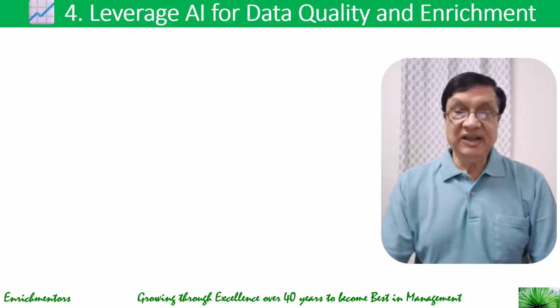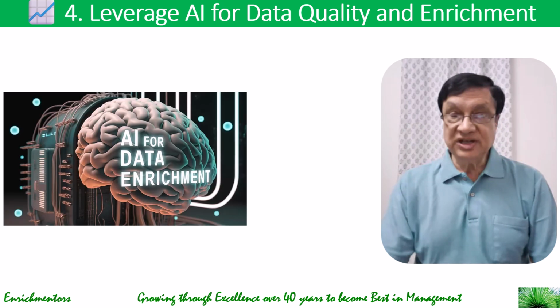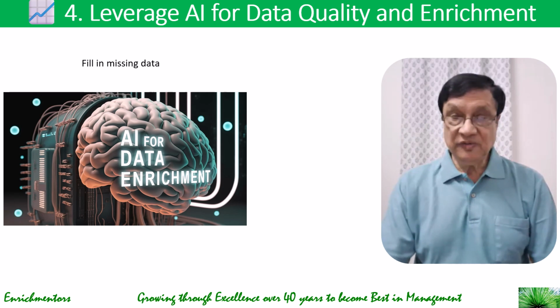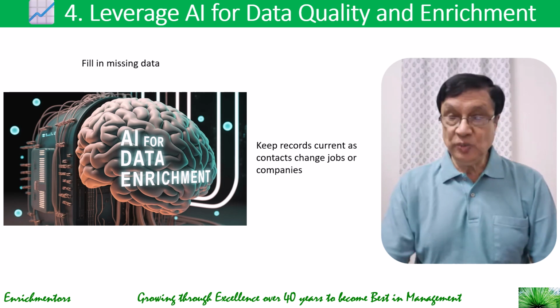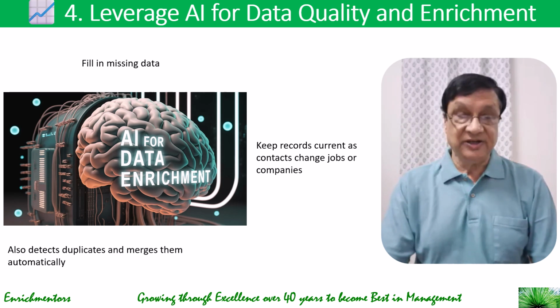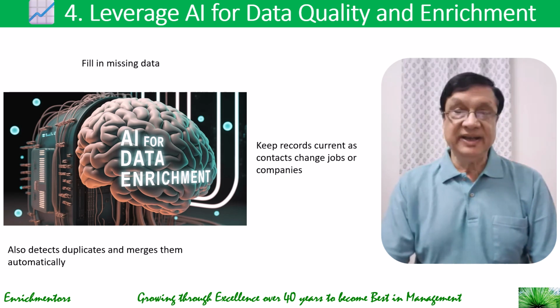Then you can leverage AI for data quality and enrichment. You can use AI-powered enrichment tools like Clearbit and ZoomInfo to fill in missing data, like company size, LinkedIn profile, and job title. They keep records current as contacts change jobs or companies, and you can also have AI detect duplicates and merge them automatically. So that's how AI can be leveraged for data quality and enrichment.